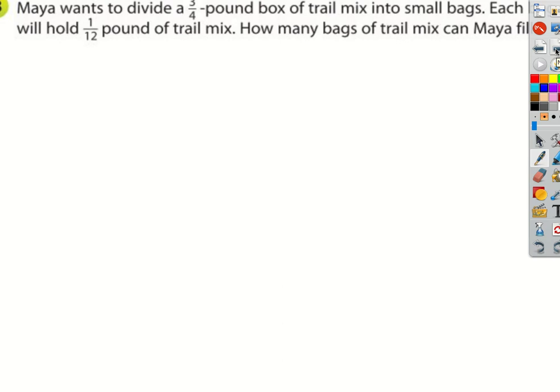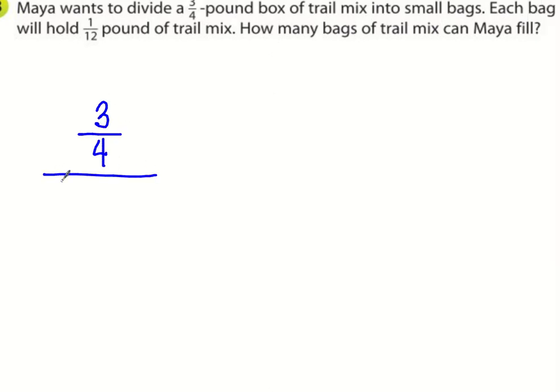Problem B says Maya wants to divide a 3/4 pound box of trail mix into small bags. Each will hold 1/12 of a pound of trail mix. How many bags of trail mix can Maya fill? So if I want each bag to be 1/12, don't I have to divide my total amount of trail mix by my 1/12 bags, okay?